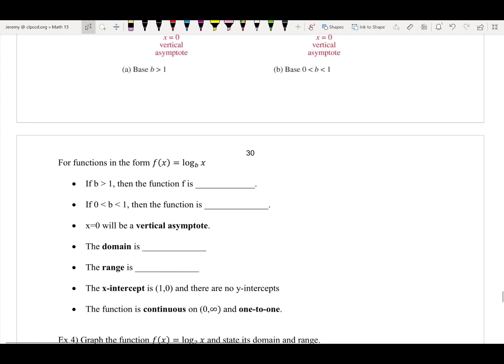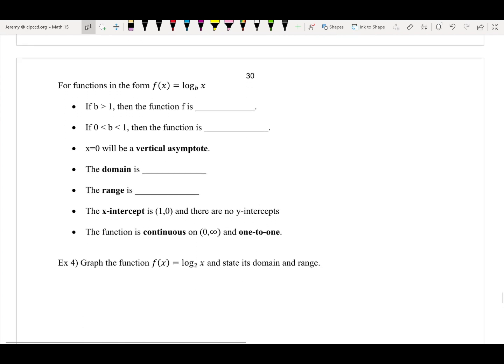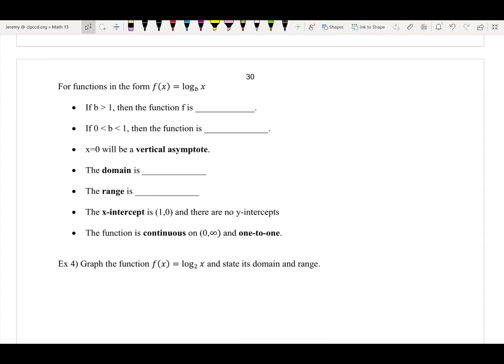So let's check out a couple properties here onto page 30. We're looking at logarithmic functions in the form f of x equals log base b of x. If b is greater than 1, then the function is increasing.